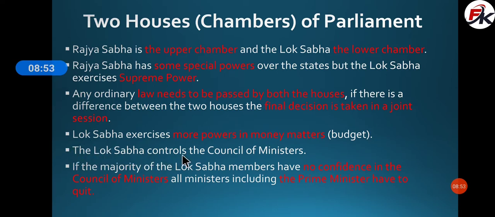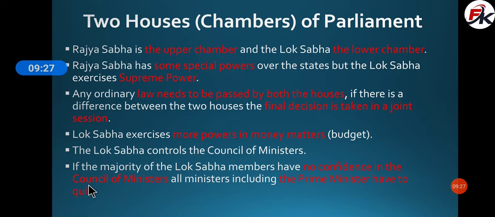The Lok Sabha controls the Council of Ministers, the main ministries. All this is controlled by Lok Sabha. If the majority of the Lok Sabha members have no confidence in the Council of Ministers, all the ministers, including the Prime Minister, have to quit or resign.